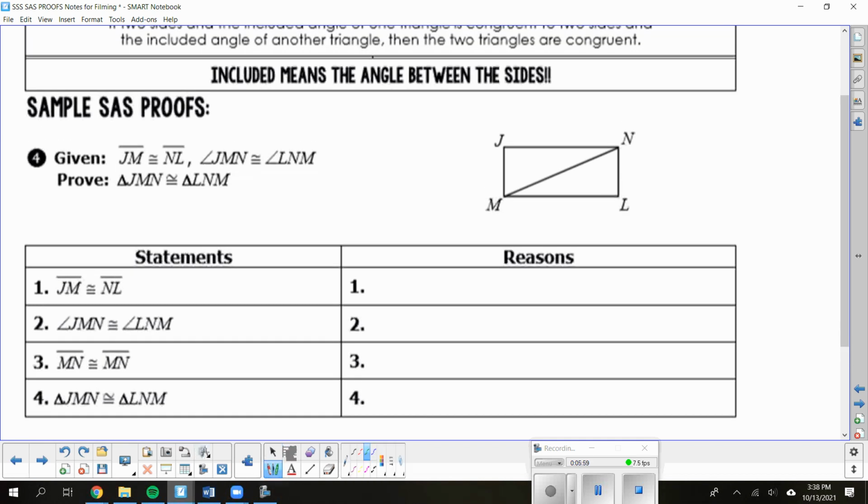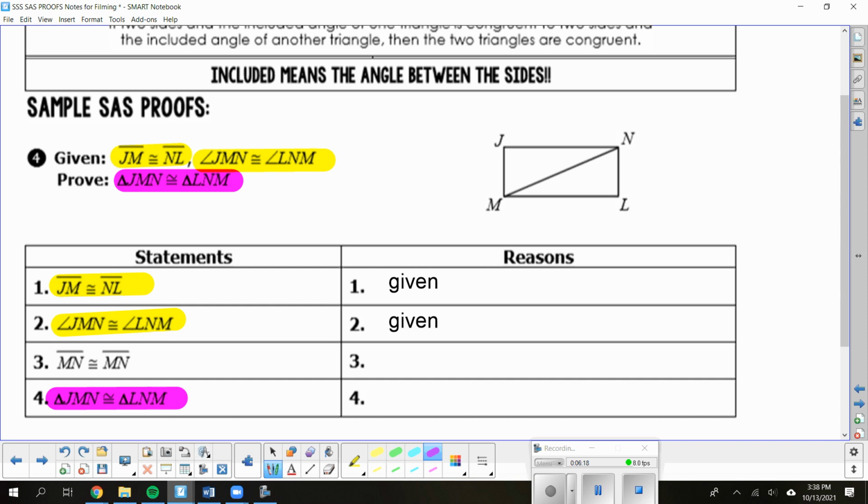Again, my given statements are always the first few boxes. So here we're back to where they have filled out all of our statements. The givens went at the very beginning. So my reason there is going to be given. What you're trying to prove always goes at the very end. And then we have to fill out the rest. So let's go to our tick marks. Always start with your tick marks.